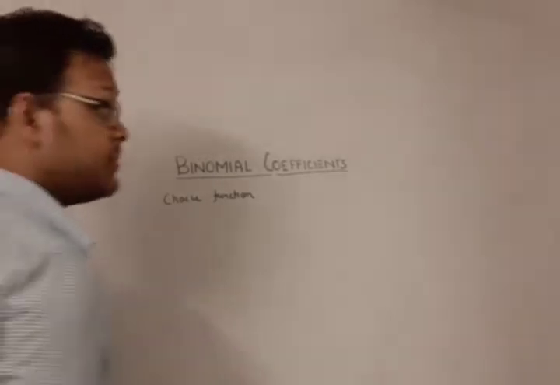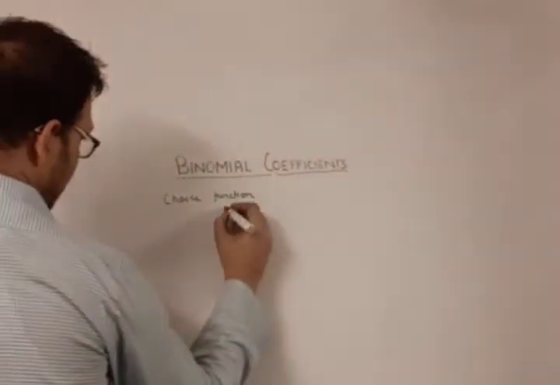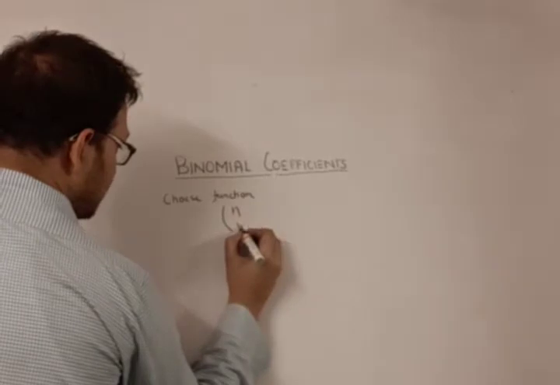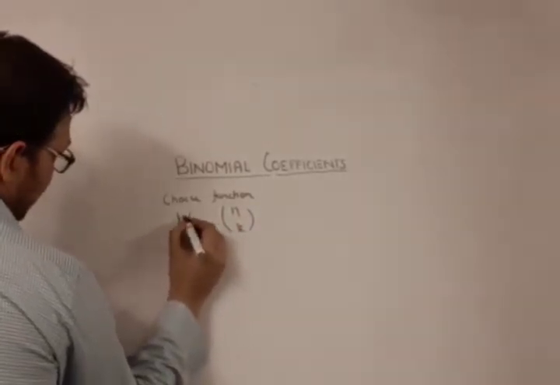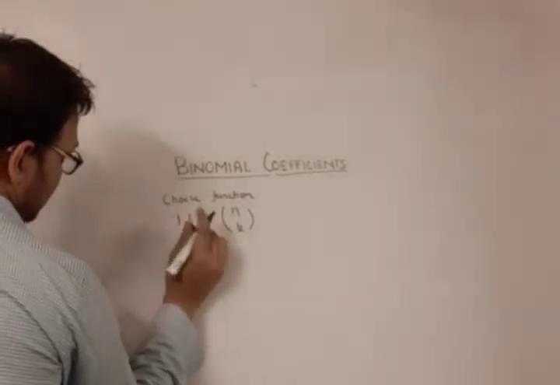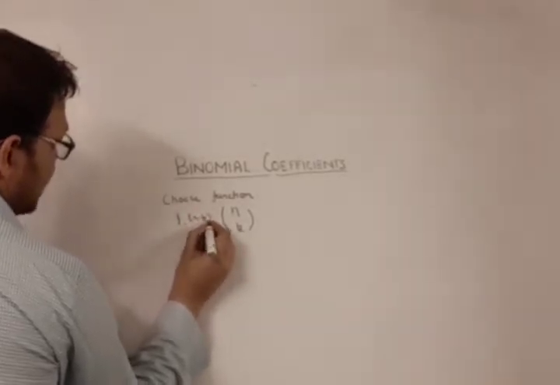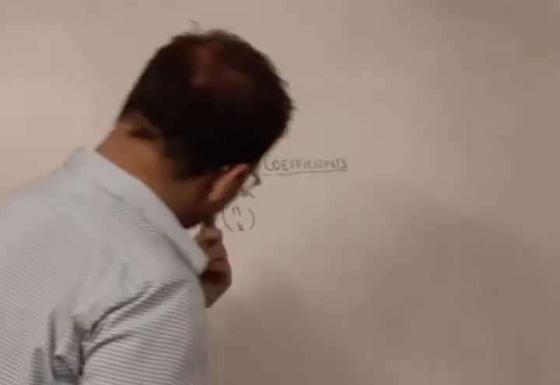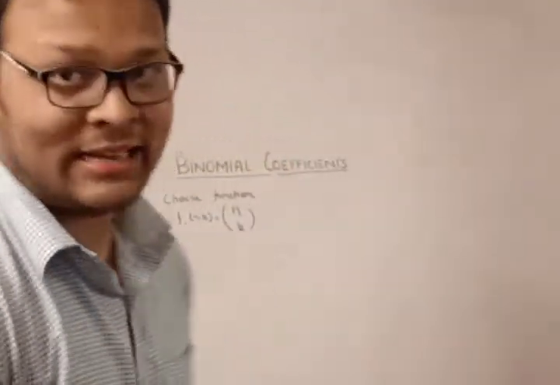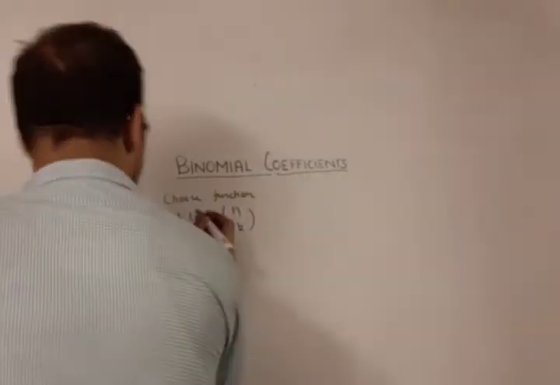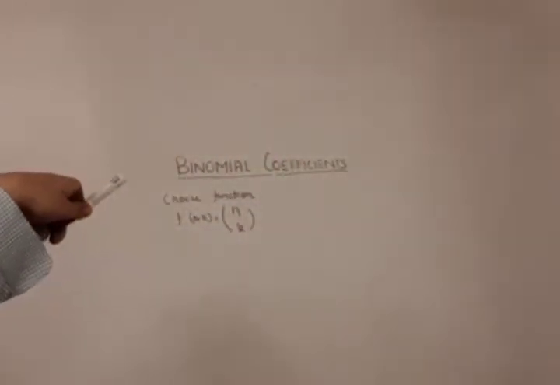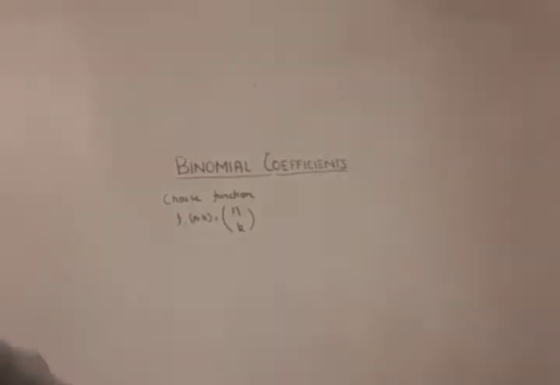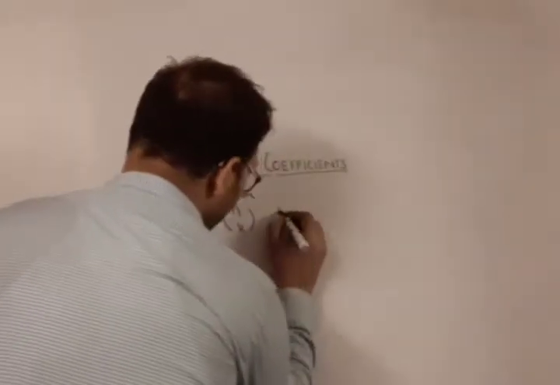So this choose function is nCk. The function is a two variable function, f of n and k equals nCk. So what does this choose function mean? If n and k are positive integers, I define the choose function f of n and k as n choose k.